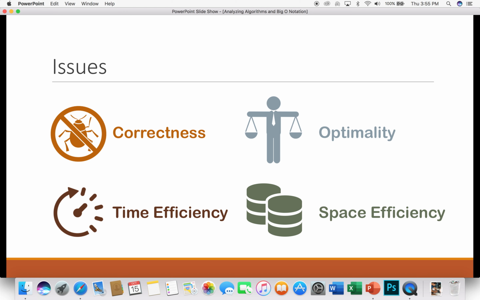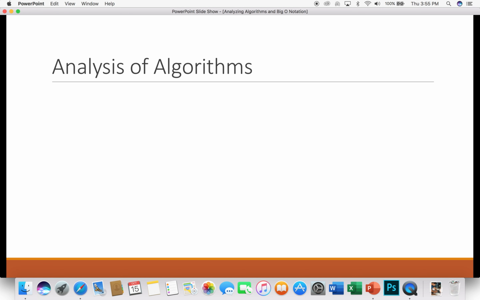So in this video or in this lecture, mag-focus lang tayo dun sa time and space efficiency. Kasi yun yung pinakamahalaga when it comes to analyzing algorithms. And in the analysis of algorithms, meron tayong dalawa. The posterior analysis and the priori analysis, if you can remember.